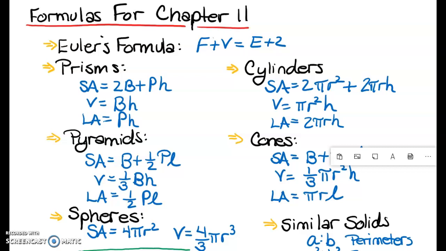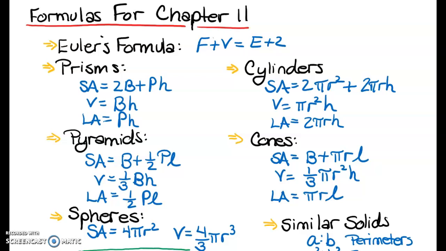Now that we're at the end of chapter 11, we should probably consolidate all of our formulas for everything that we've learned so far. So I've got them all written down here. I've got Euler's formula, which is the number of faces plus the number of vertices equals the number of edges plus 2. And then I have the surface area, volume, and lateral area for prisms, cylinders, pyramids, and cones.